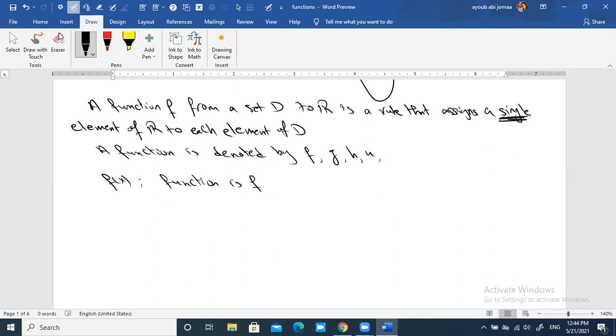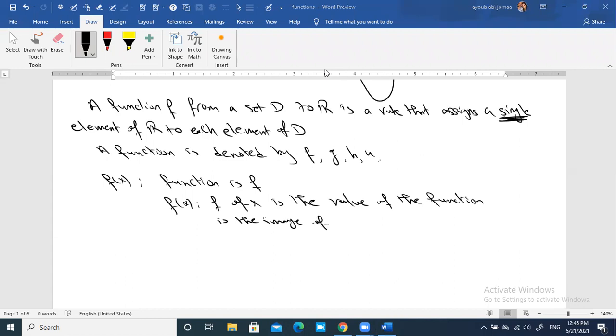f of x, it is the value of the function. It is the value of the function for this value of x, or it is the image of x.